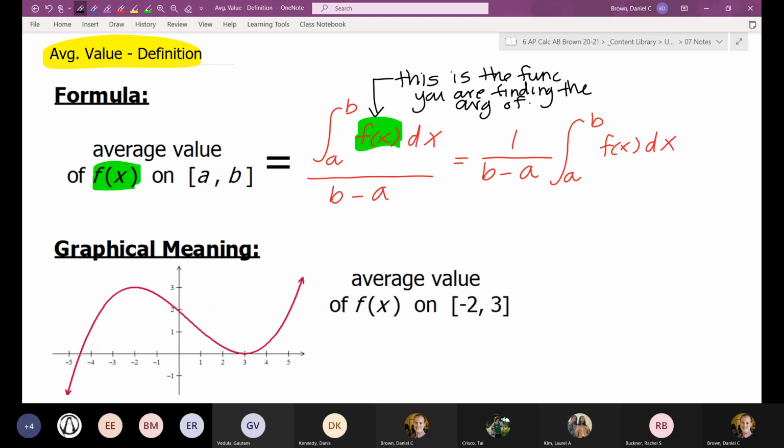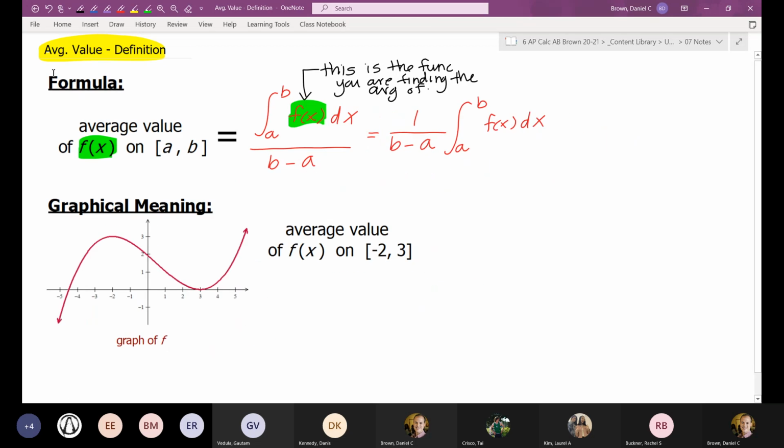I do want to talk about the graphical meaning as well. I don't think it's as important for average value. I think it's more just neat and interesting. And I guess I am the calculus teacher, so I think it's neat and interesting, but what does it represent? The average value from -2 to 3 is literally, if you could physically add up every single y coordinate starting at -2 and ending at 3. And again, you physically can't do that because this is a continuous function.